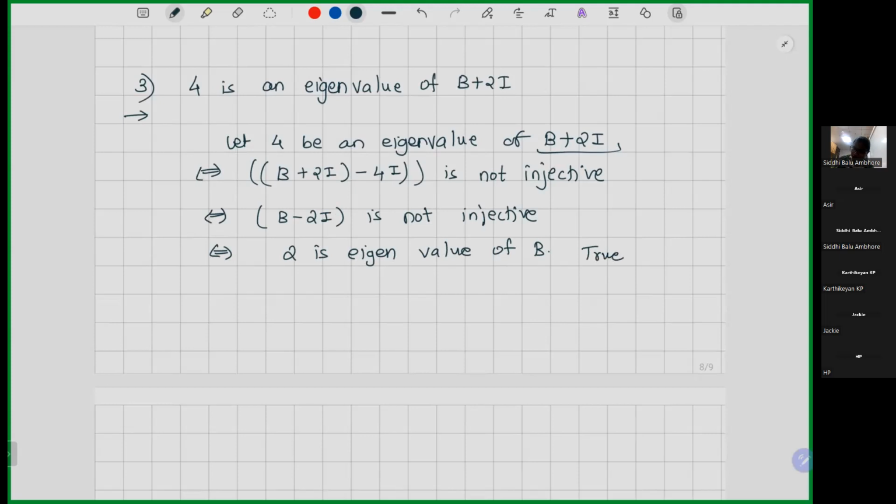So I can just revert this because these were all if and only if statements. So I get that this is true. This holds. Therefore, I can trace back everything and I get that this also holds. So that's why this statement is true. Any doubts here?